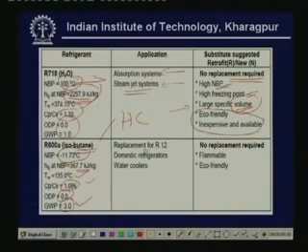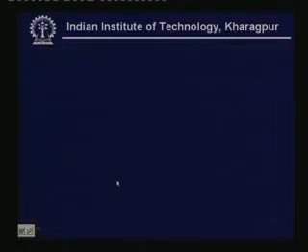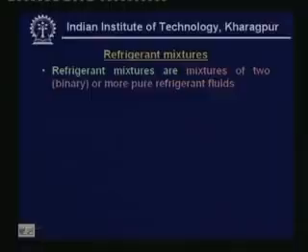So this is used as a replacement for R12 in new systems. You have to change the compressor in domestic refrigerators, water coolers, etc. Its features are you do not require any replacements. Its main problem or main concern is it is highly flammable, and its main advantage is it is eco-friendly. So this table is not actually comprehensive because there are many other refrigerants with many other features and many other problems also. Now let us briefly look at refrigerant mixtures.